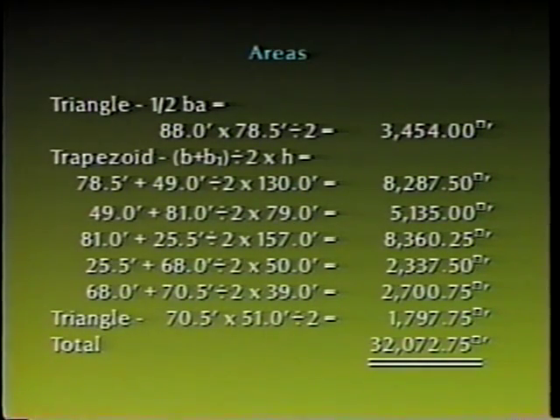Okay, let's compare our results. On the diagram shown, we have the triangle with a square footage of 3,454 square feet and the five trapezoids with 8,287.50 square feet, 5,135.00 square feet, etc., down to the triangle. The last triangle having an area of 1,797.75 square feet for a total of 32,072.75 square feet.